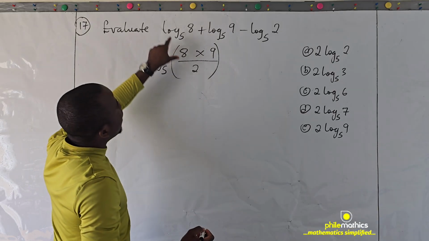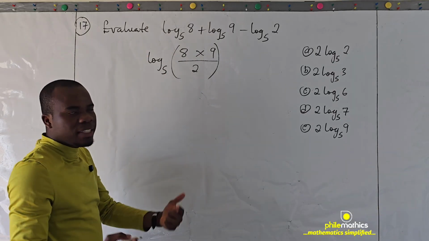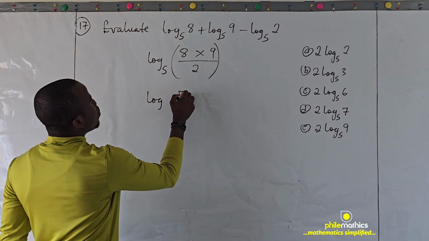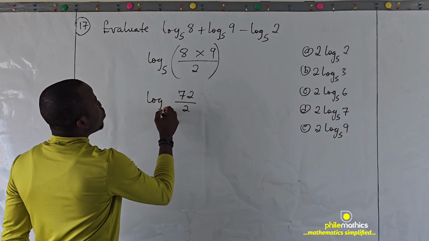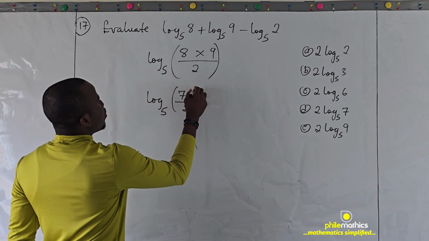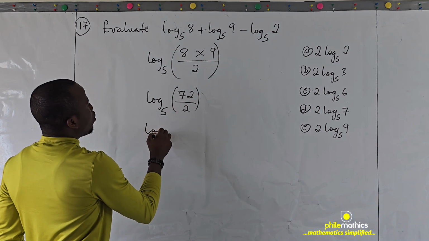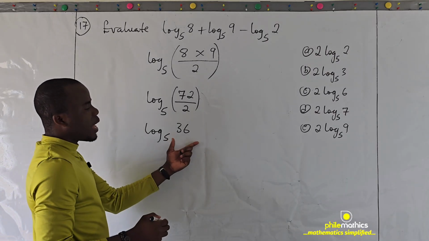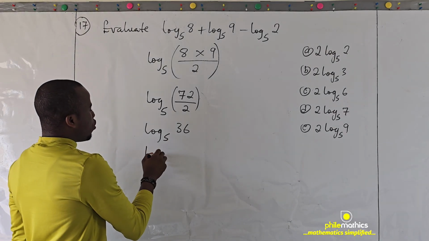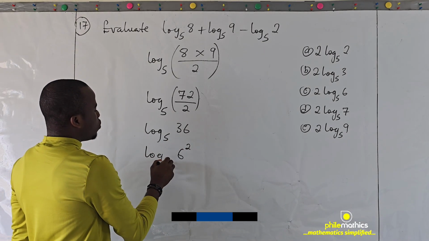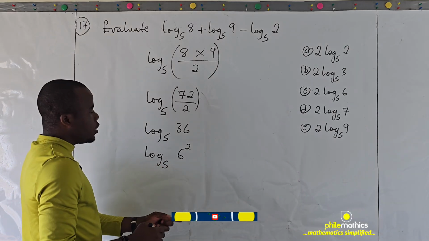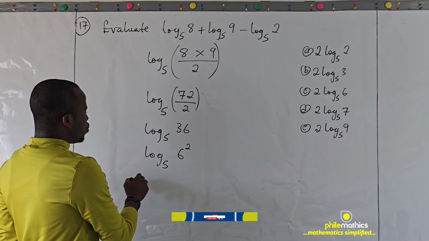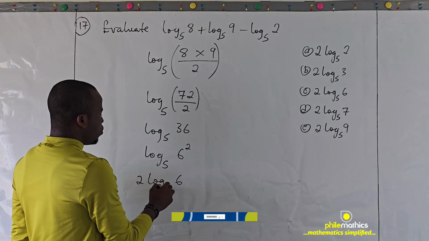So this and this are equivalent ways of writing the same thing. So we have log of 8 times 9 is 72, over 2, to base 5. And so this is log 72 over 2 is 36, to base 5. And 36 I can put as 6 squared, so log 6 squared to base 5. From laws of logarithm, this power can multiply the log. So this is 2 log 6 to base 5.